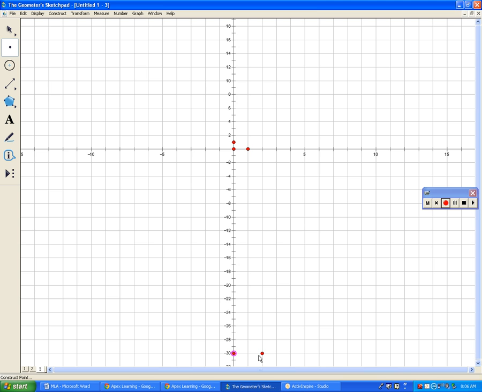And then the slope is 3, so it goes up 1, 2, 3, and over 1 to the next point. Up 1, 2, 3, and over 1. Oops, over 1 to the next point. Ignore that point right there. And if I connect those dots, then that gives me that line.